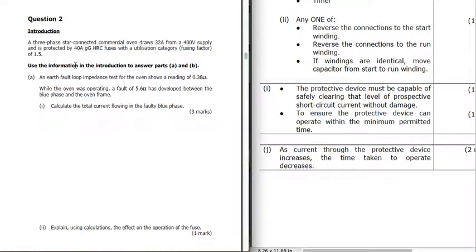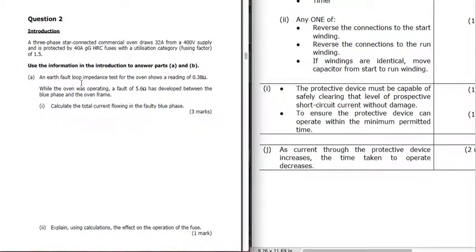Question 2, we've got a three-phase star-connected commercial oven, draws 32 amps from a 400 volt supply, protected by a 40 amp fuse, which is gG, and that's got a utilization category of 1.5. Now as soon as you see that category there, that means that that fuse won't blow until it's 1.5 times bigger than its rating. So 40 times 1.5 is 60 amps.